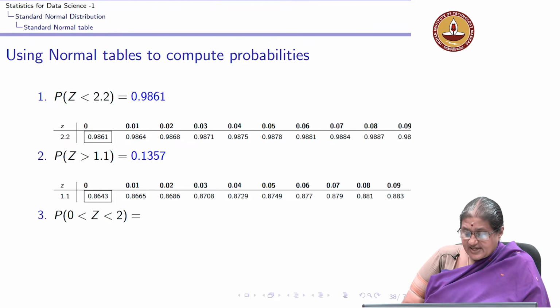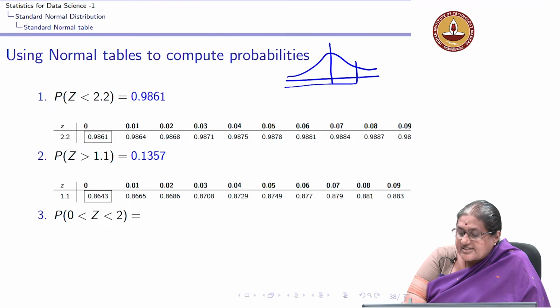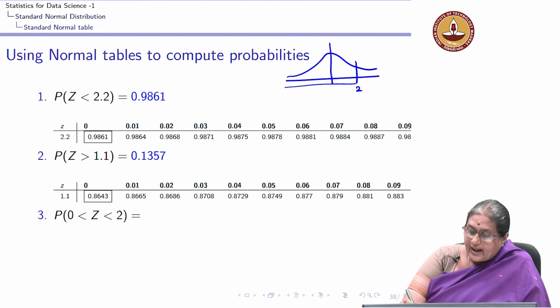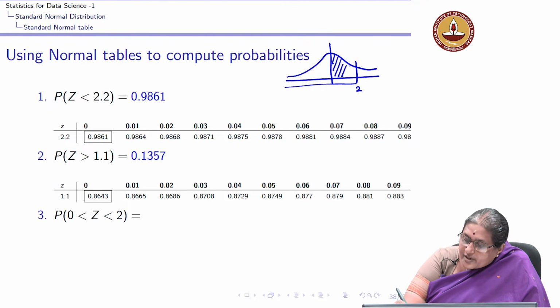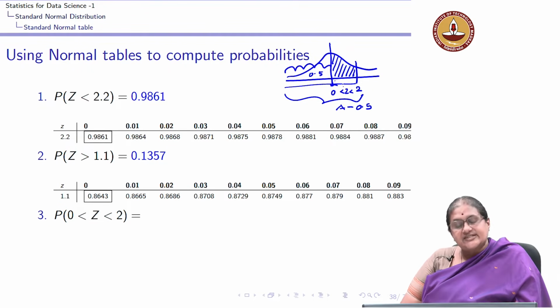Next, 0 is less than z is less than 2. Again, what the table gives me is the probability of z less than or equal to 2. I want this probability. The probability of 0 less than z less than 2 is going to be this probability, which I call a, minus the probability up to 0, which I know is 0.5. So a minus 0.5 would give me the probability.